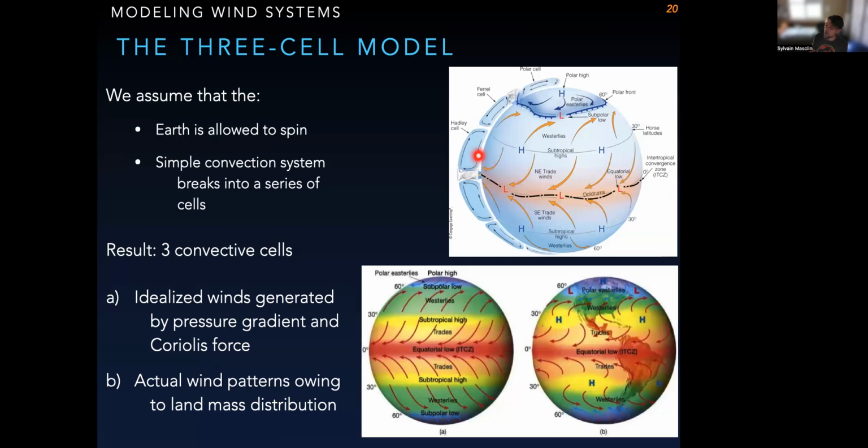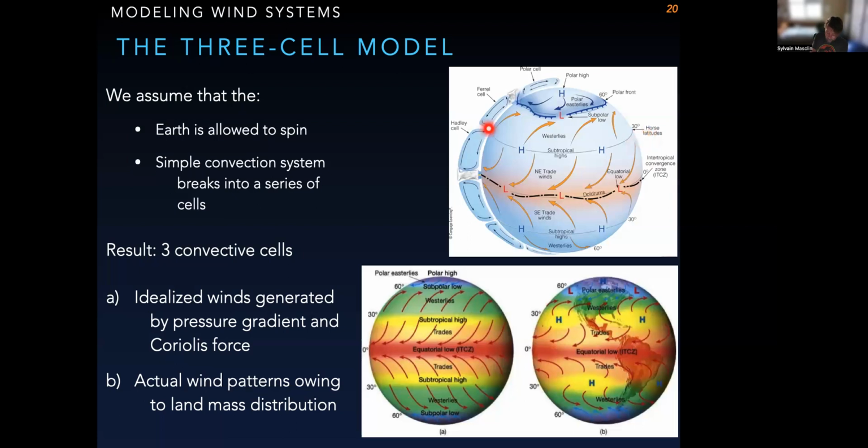The first cell between 0 and 30 degrees latitude is what we call the Hadley cell. It's where we observe the convection happening at the equator with a lot of clouds and precipitation around the equator, and the sinking of dry air around 30 degrees latitude, which explains why we tend to observe a lot of desert zones at 30 degrees latitude, also called the horse latitudes.